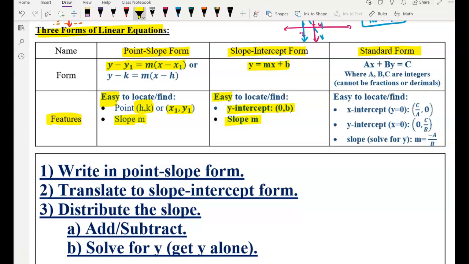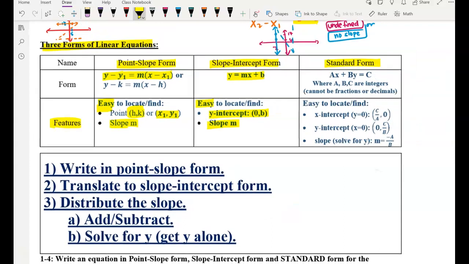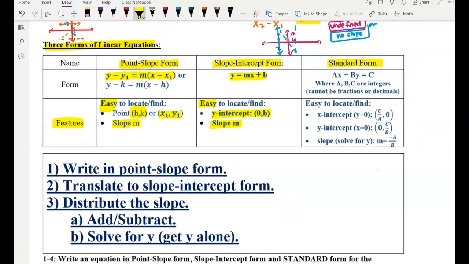The standard form is probably the most work out of all of these. It's going to be ax plus by equals c, where a, b, and c are all integers. That means no fractions or no decimals, okay? You can find the x-intercept easily by setting y equal to 0. And then you can find the y-intercept by setting x equal to 0 and solving, okay?